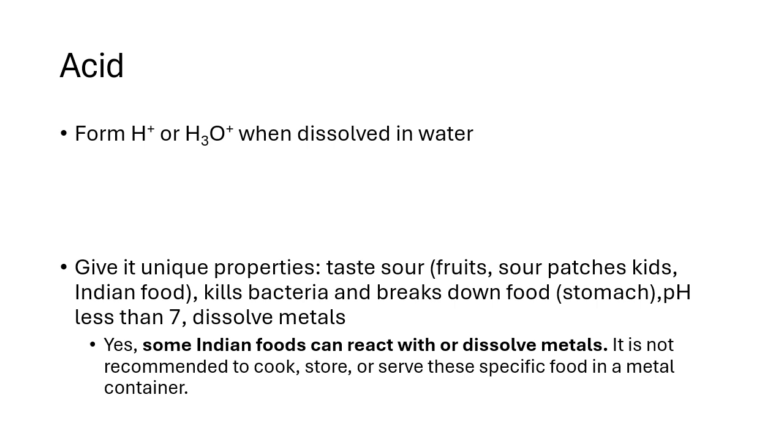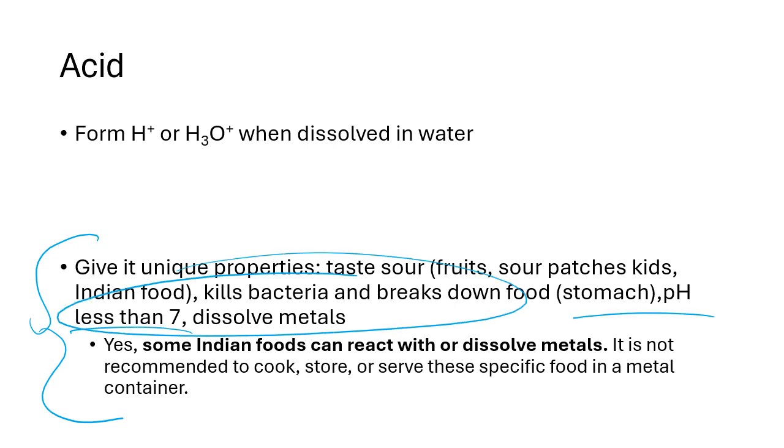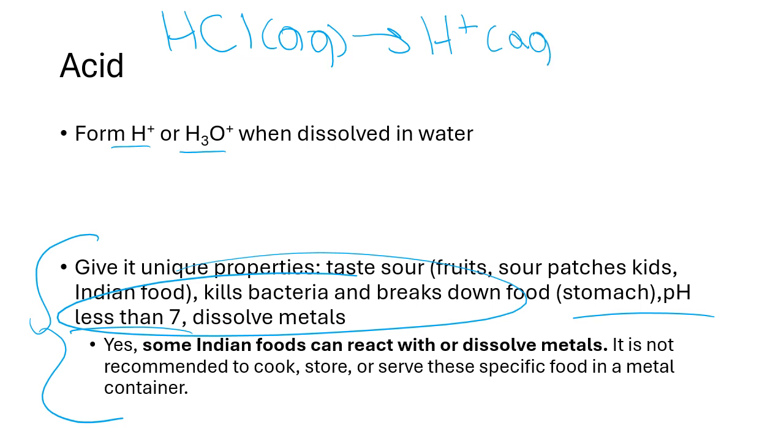So make sure you know the properties of acids, that they have a pH below 7, and some other things that are associated with them. Also know the dissociation of an acid, so it can form H plus or H3O plus. One example of an acid, and this is going to be a strong acid, which we'll talk about in the next slide. That's one way to draw the dissociation of an acid in water.